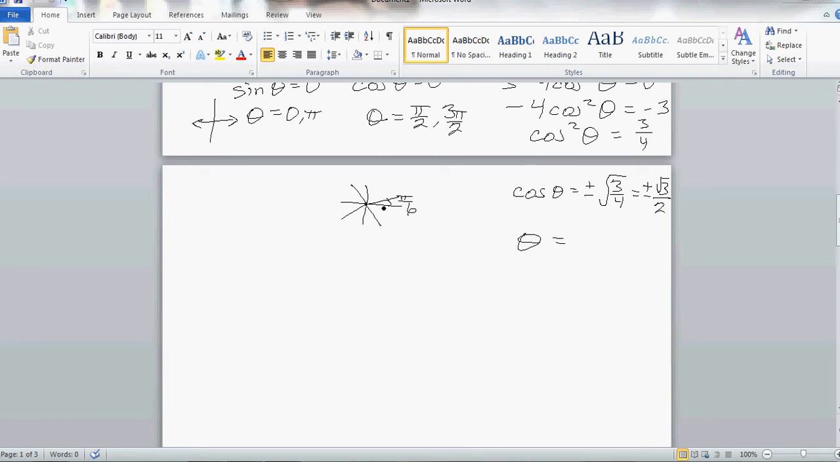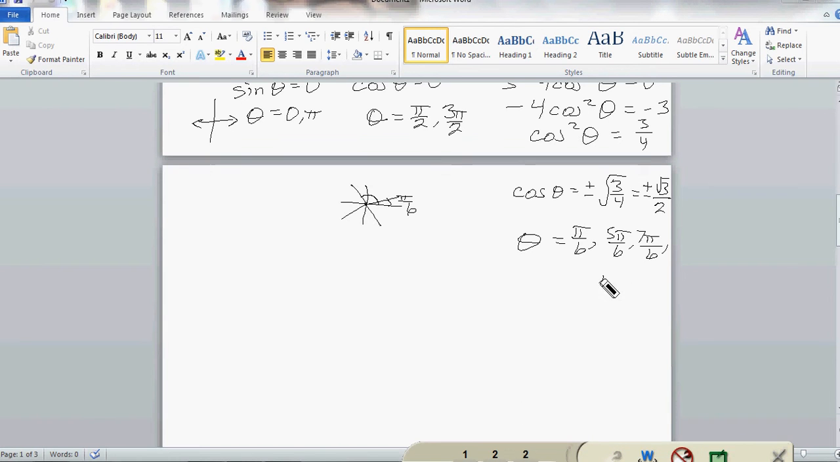And so then we just have to name each and every one of these angles appropriately. This first angle will be pi over 6. That angle right there would be 5 pi over 6. The next angle would be 7 pi over 6. And the fourth and final angle would be 11 pi over 6.